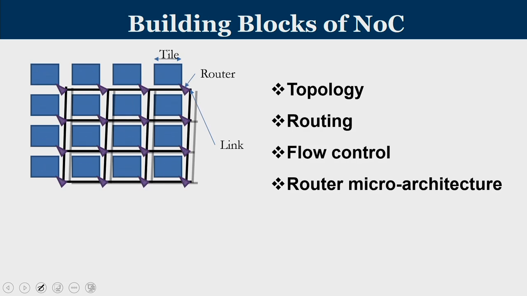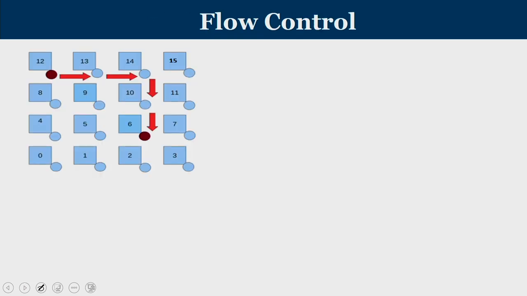We have seen the building blocks of network on chip as topology and routing. These are the two things which we have already covered, and we will now focus on what is flow control and what is router microarchitecture.